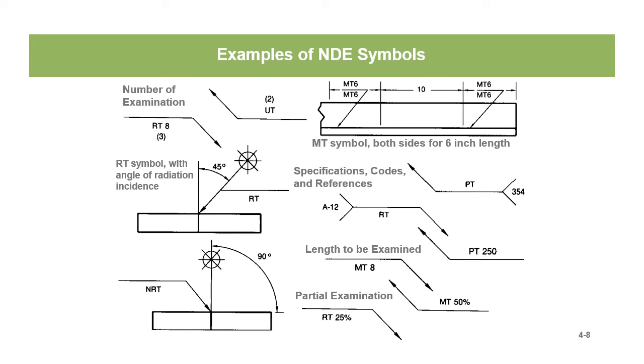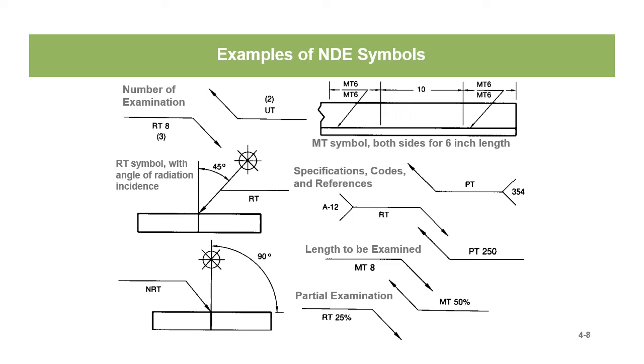Here are some examples of non-destructive examination symbols. You can see the ones that I'm looking at are specifications, codes, and references. You can see where they've put codes and references in the tail. I try and preach to people, mechanical, civil engineers, designers that are specifying welding symbols on things, as well as NDE: put as much information as you need in the tail. That's what the tail's there for.